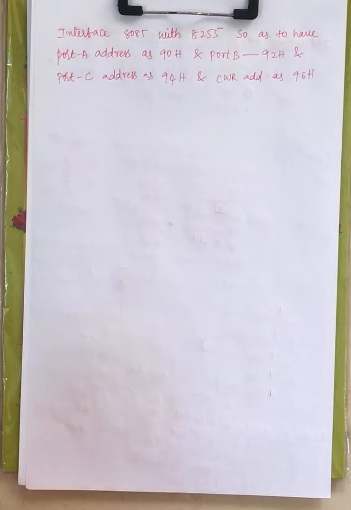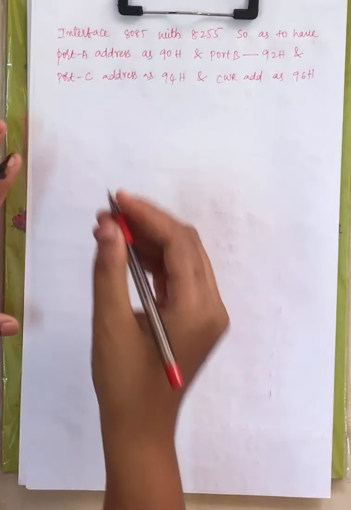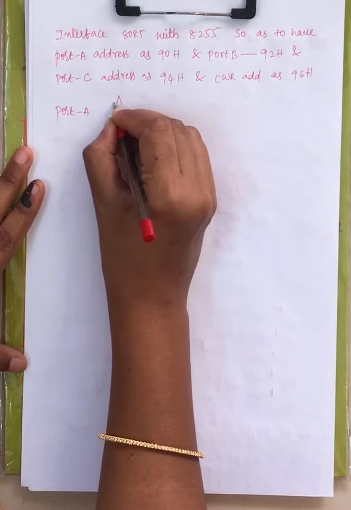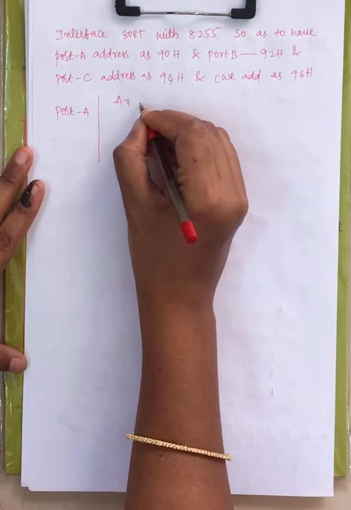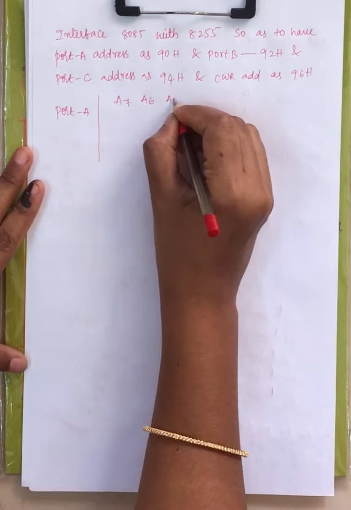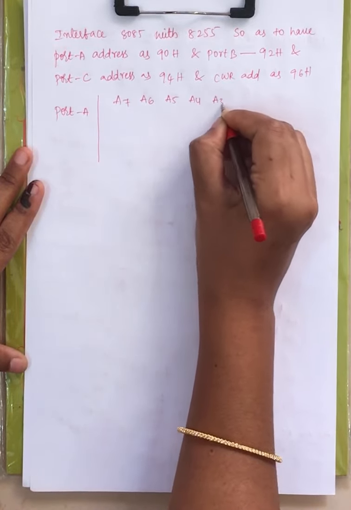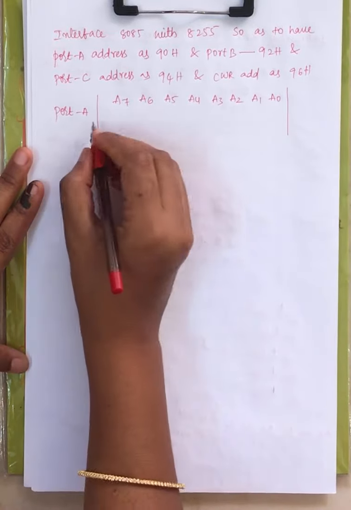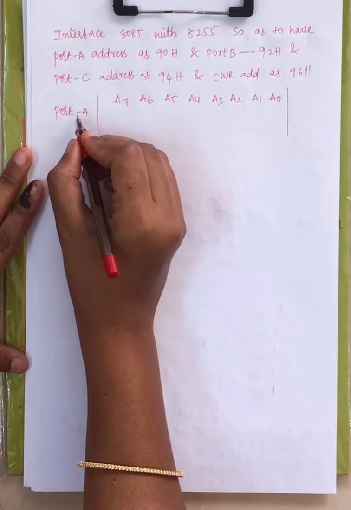You have to interface 8085 with 8255 so as to have port A address as 90H, port B as 92H, port C as 94H, and control word register as 96H, right? Now before interfacing, let us represent all addresses, right? Now how many address lines are used under IO mapped IO? A7, A6, A5, A4, A3, A2, A1, A0, right?